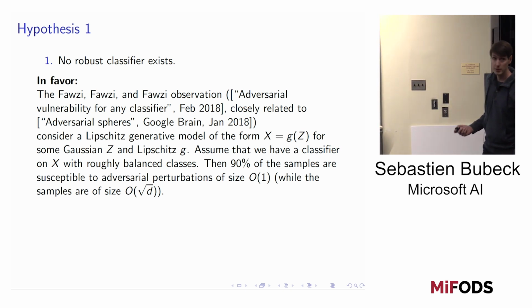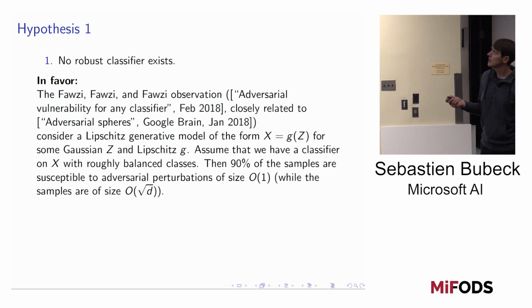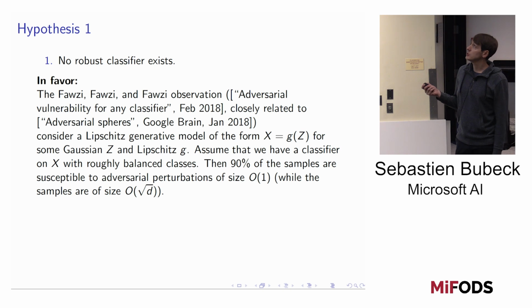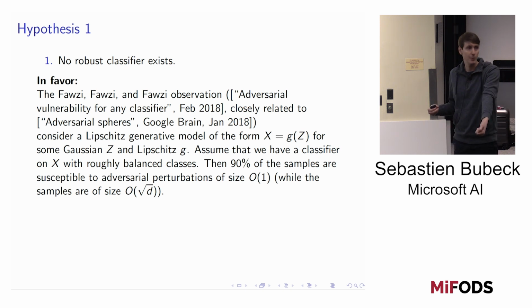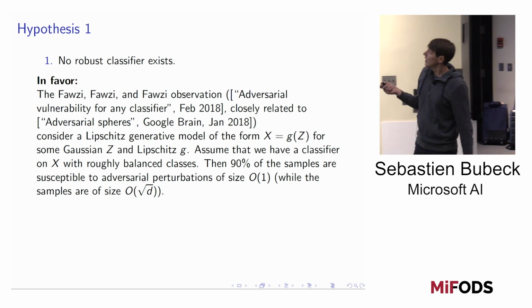But what's the catch, to me at least? The catch is saying g is Lipschitz. This is very, very strong. This is saying that you're doing a very small perturbation of the Gaussian measure. And I think nobody believes that you can generate natural images by applying a Lipschitz map to a Gaussian random variable. We're going to talk more about those generative models.